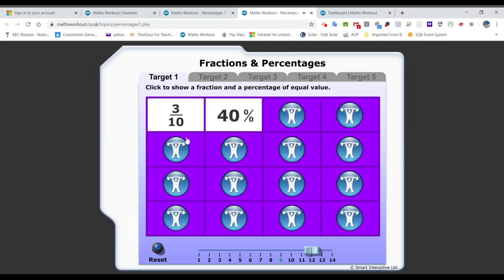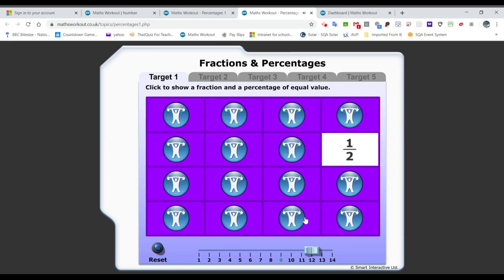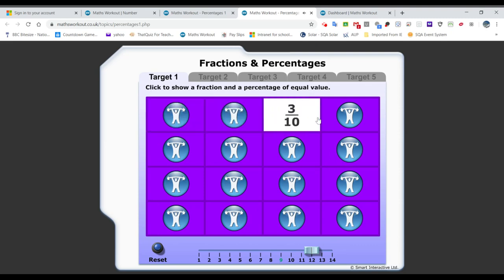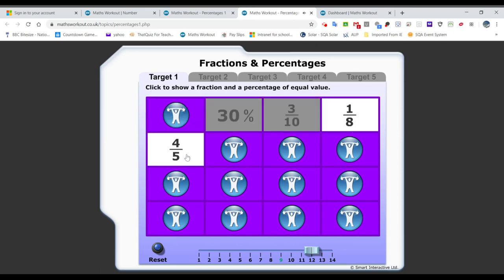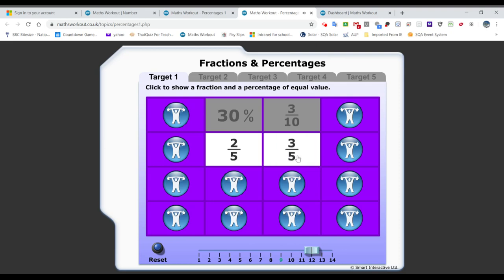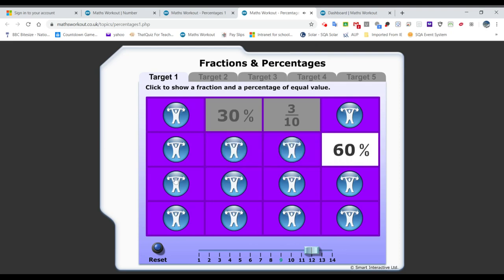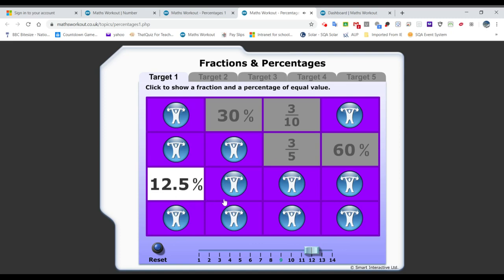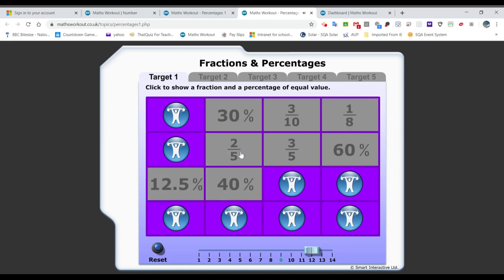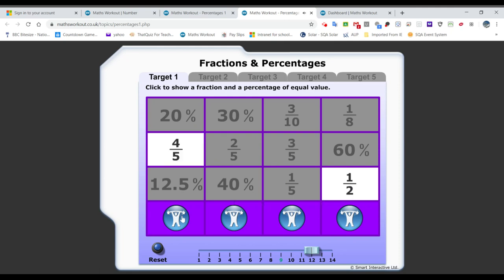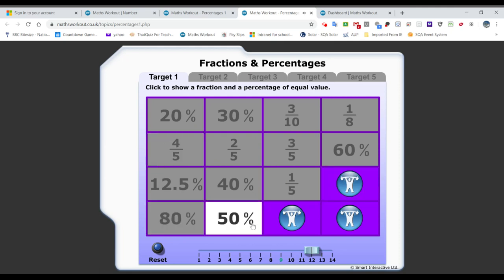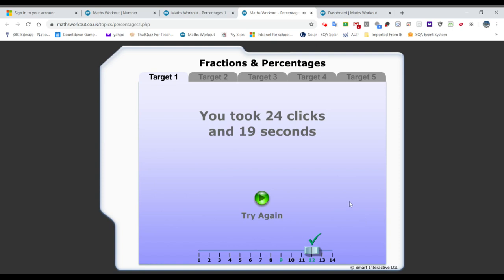Okay, so if you just do it randomly, you'll never get there. So I'll reset this and I'll have one more go. 20%, 30%. Oh, I know that. An eighth, 2/5, 3/5. Oh, 3/5 is 60%. An eighth, 2/5, 20%. Aha, oh, I was wrong. 4/5. Can you beat me? Thank you very much again. Okay, can you beat me?